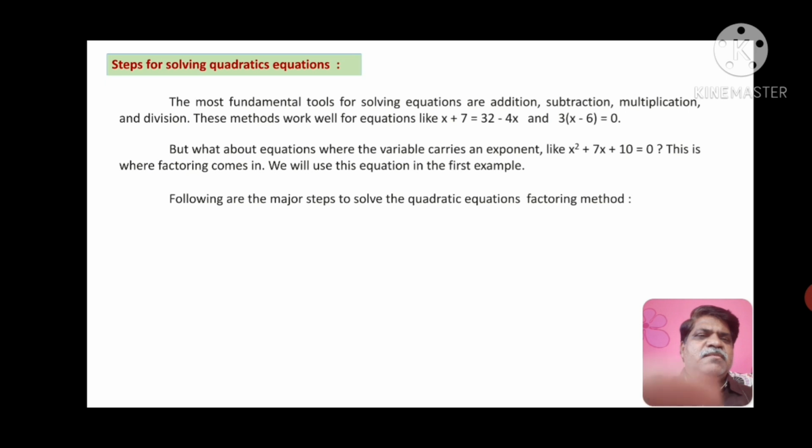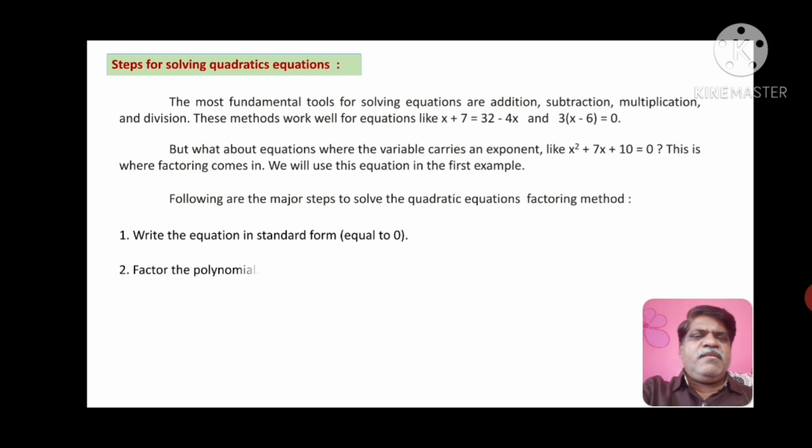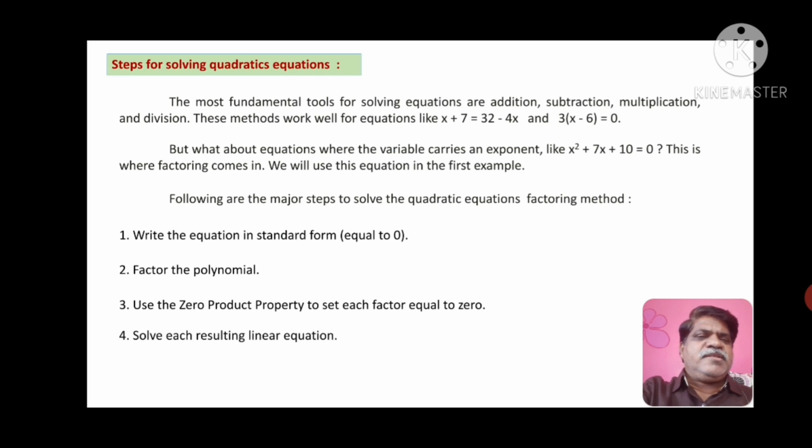So following are the major steps to solve a quadratic equation by the factoring method. First step, write the equation in standard form, that is, equal to 0. Factor the polynomial. Use the zero product property to set each factor equal to 0. Solve each resulting linear equation. You will get the solution of that quadratic equation.